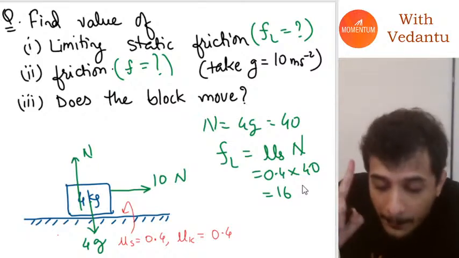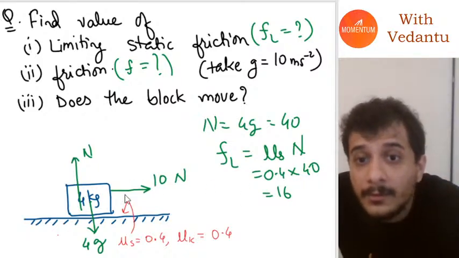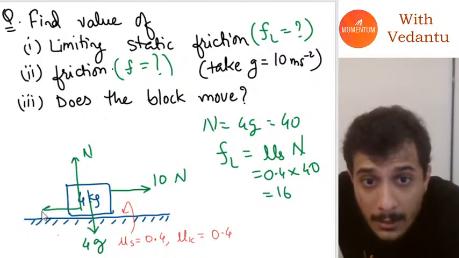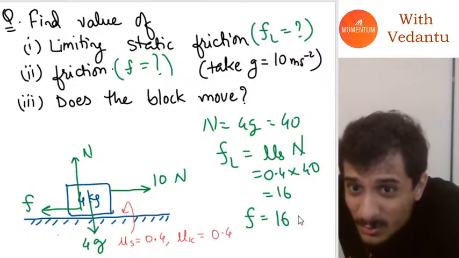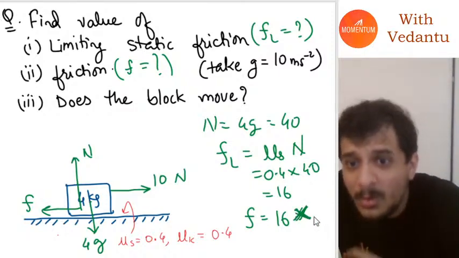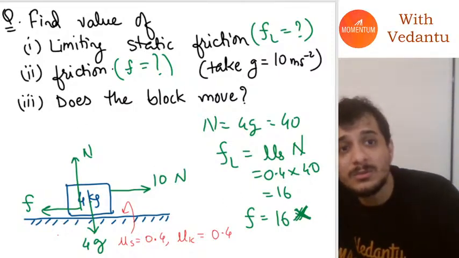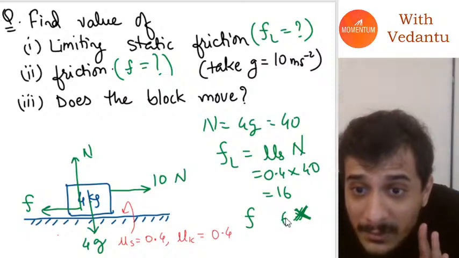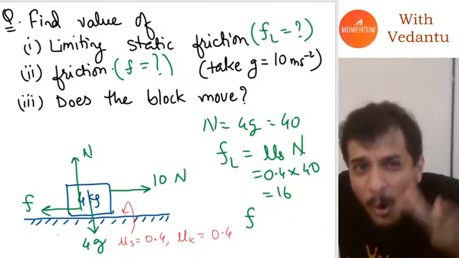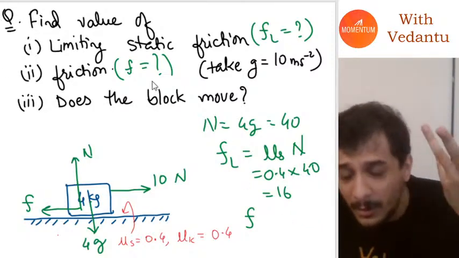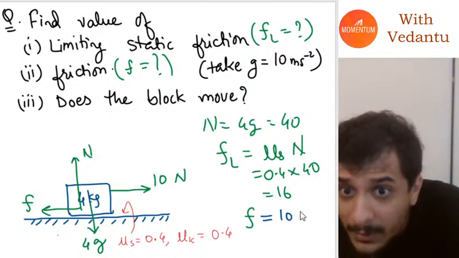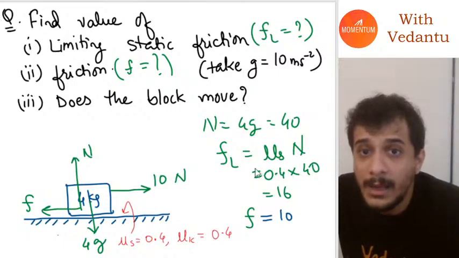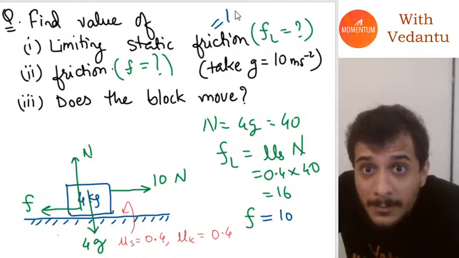Now, guys, remember this. The force of friction will be in the opposite direction. But will the force of friction be equal to 16 Newton? No. Force of friction will not be 16 Newton. Force of friction is whatever is required to keep this block at rest. How much force of friction is required to keep the block at rest? Only 10 Newton is required. So the answer to the first question will be 16, the answer to the second question will be 10.